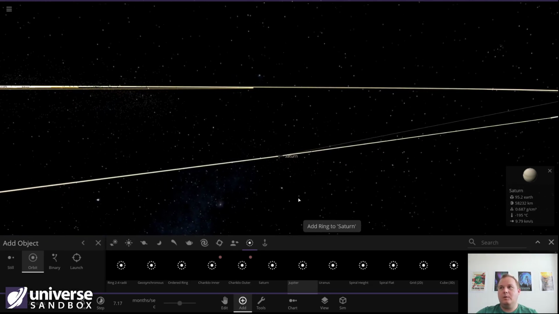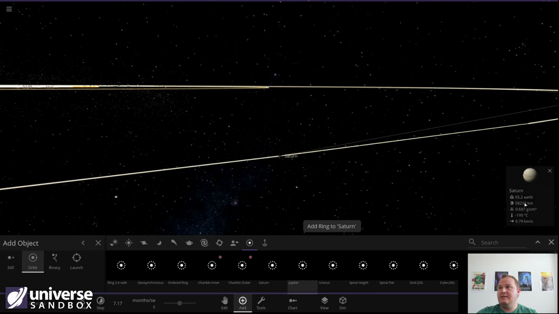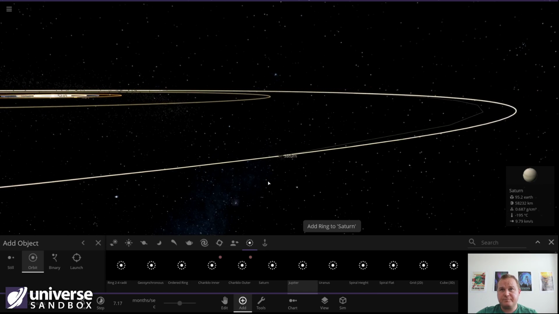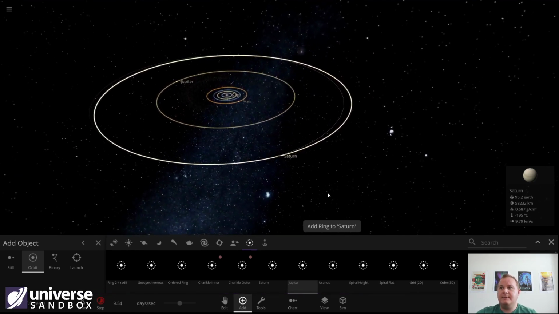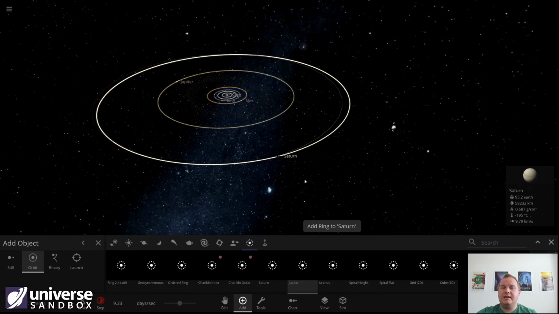It is quite a bit colder, but it's big. It weighs 95 times the weight of Earth. So it's pretty big, pretty heavy. So that is Saturn. We're going to let time keep going. Saturn with its 82 moons. Some of those are really interesting.